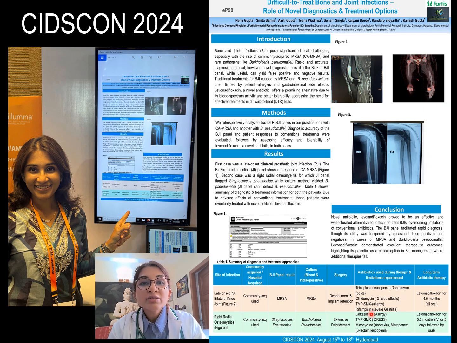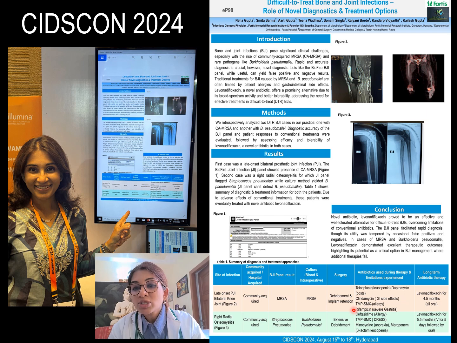This was a very difficult patient who had a late onset prosthetic joint infection of bilateral knee joints. This was a community acquired MRSA which was detected on the Biofilm GI panel, and the blood cultures were positive. He underwent debridement with implant retention. Initial antibiotics tried were teicoplanin, but there was leukopenia. Subsequently, daptomycin was used, but there were cost-related issues. Then we used clindamycin, but there were GI side effects.